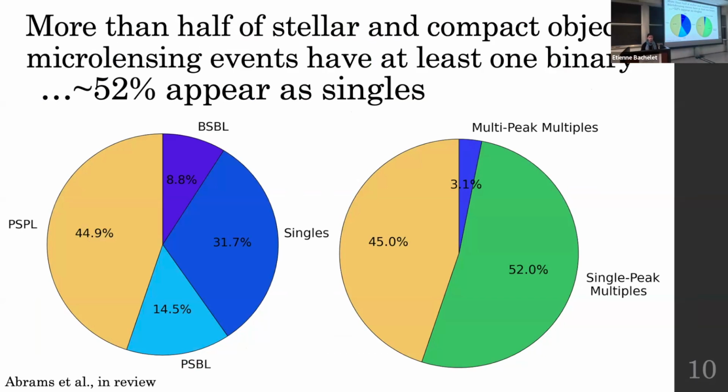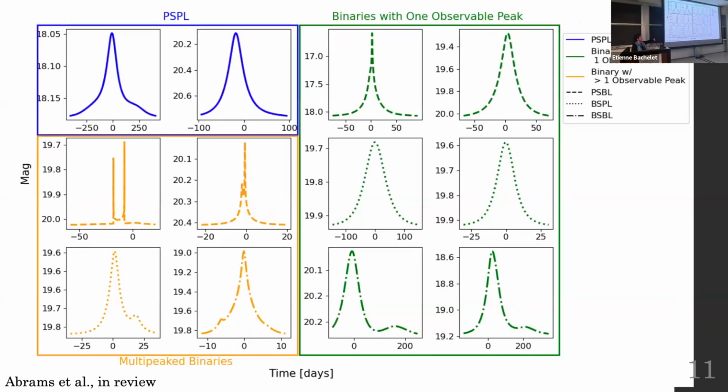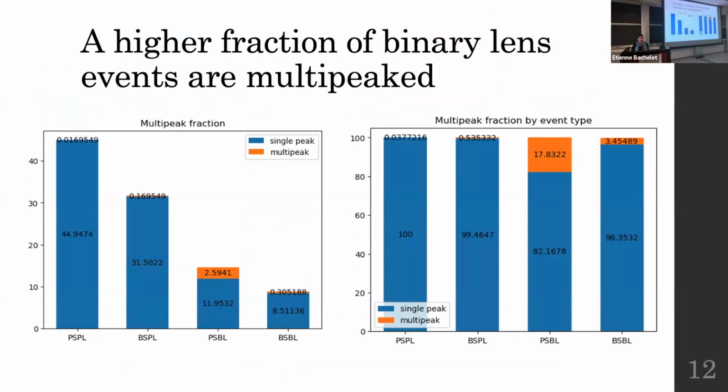Those values were specifically for simulated ground-based observations, but with some preliminary analysis of Roman-based observations, the results are comparable. So here's a zoo of lots of the simulated light curves, where in the top we have PSPL light curves. Down here we have multi-peaked binaries. And on the right, there's binaries with one observable peak. Some maybe have a little bit of asymmetry, or some have a second peak that's below our detection threshold, but a lot really look like PSPL events.